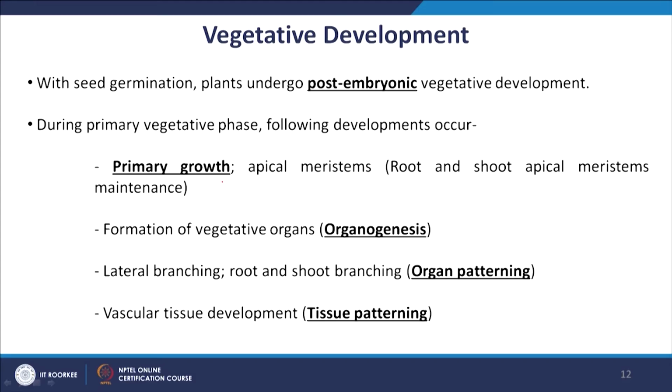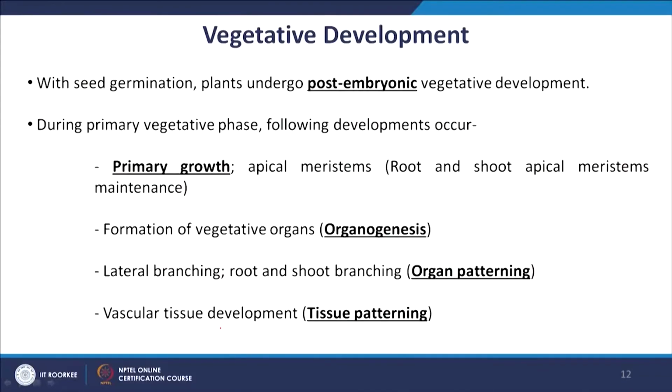Next, during vegetative development is vegetative organ formation. The process is called organogenesis. At a slightly later stage or at the same stage, you will also have the process of organ patterning, where special tissues are patterned in a proper configuration, and vascular tissue development, which is also a part of tissue patterning, occurs simultaneously.